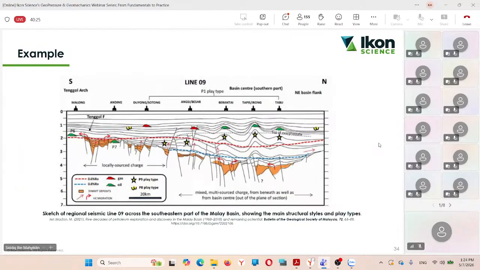And this happens quite often all over the world as well. This is one example in the Malay Basin. You can easily see that all of these are different units. They might have different pressure gradients, for example, but over here you could see that there's one. Let me try to use my.